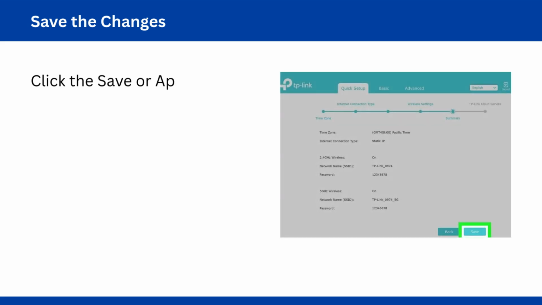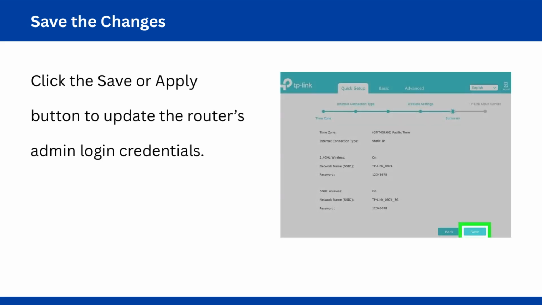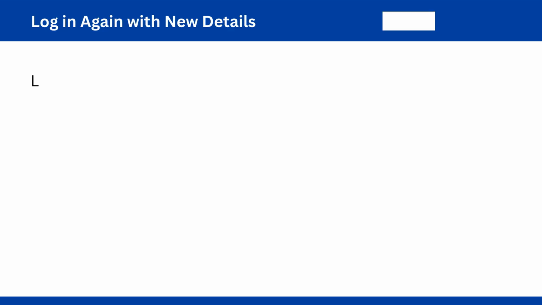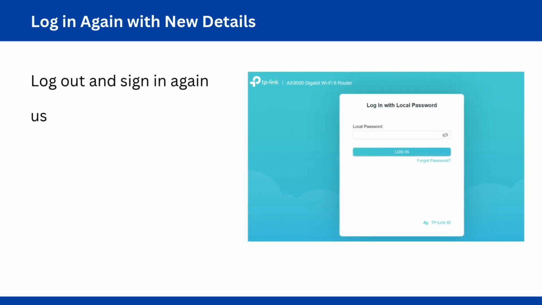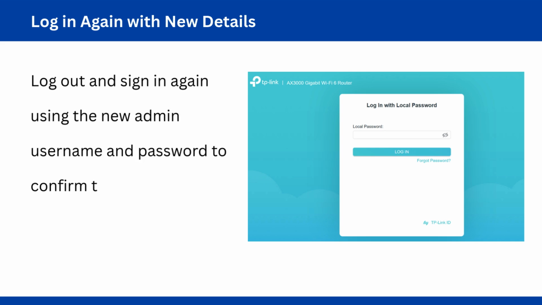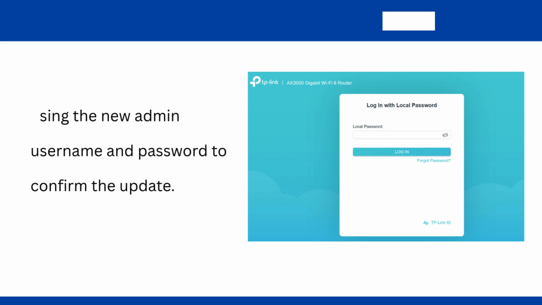9. Save the changes. Click the Save or Apply button to update the router's admin login credentials. 10. Log in again with new details. Log out and sign in again using the new admin username and password to confirm the update.